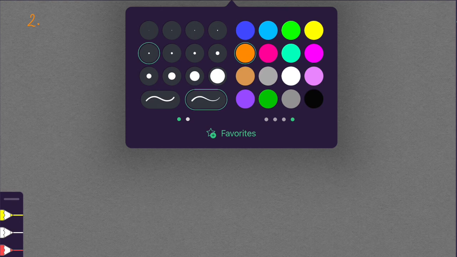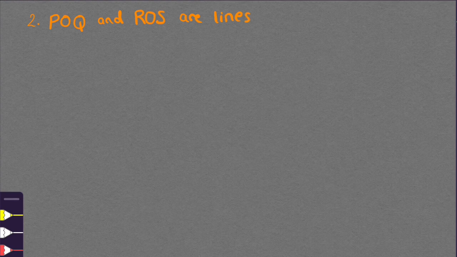The information I have in this question is that POQ and ROS are lines. It's asking to find the angles. So first I'm going to draw the lines for you so you can see. This is S. I'm going to draw it one more time for you.